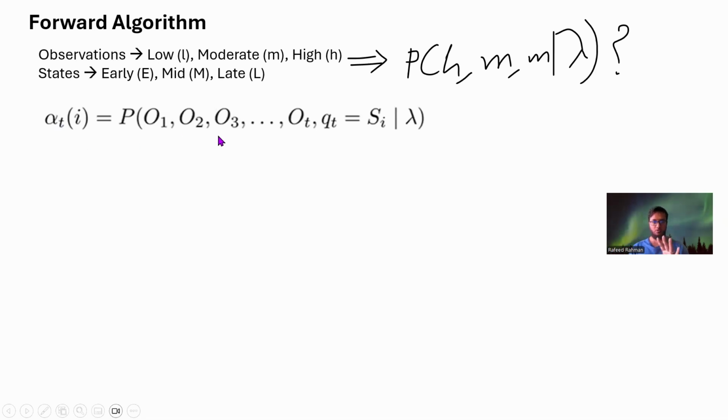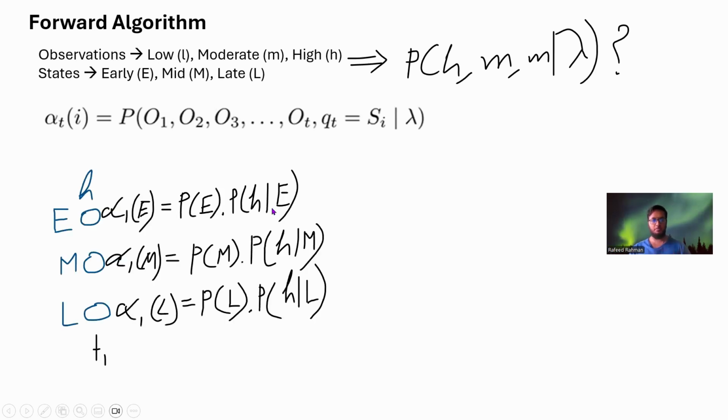Again, I'm going to remind you of one thing. We don't really know what states are there for O1, O2, O3 up until Ot minus 1. There can be any state and any combination of state sequence. We only fix state Si at time step t. That is the only thing we fix about the state. So we have to calculate all these alphas time step by time step for each of our states. Let me explain with an example.